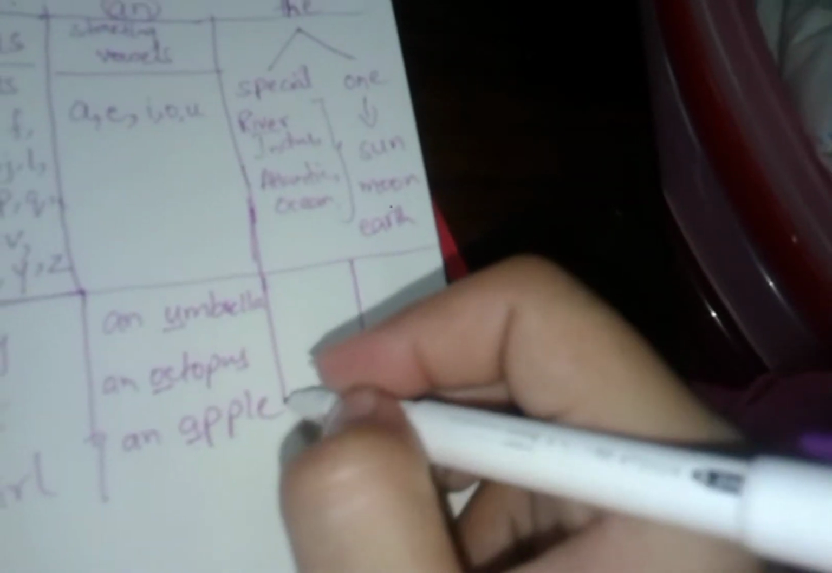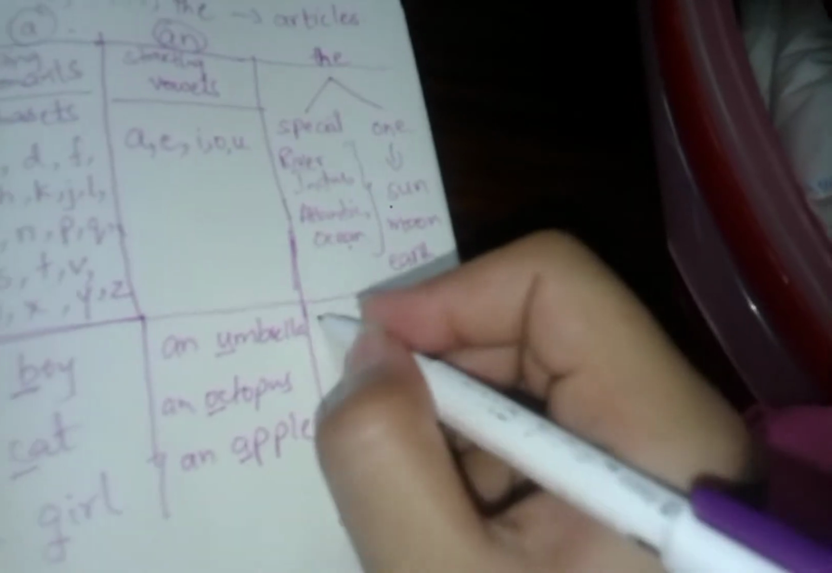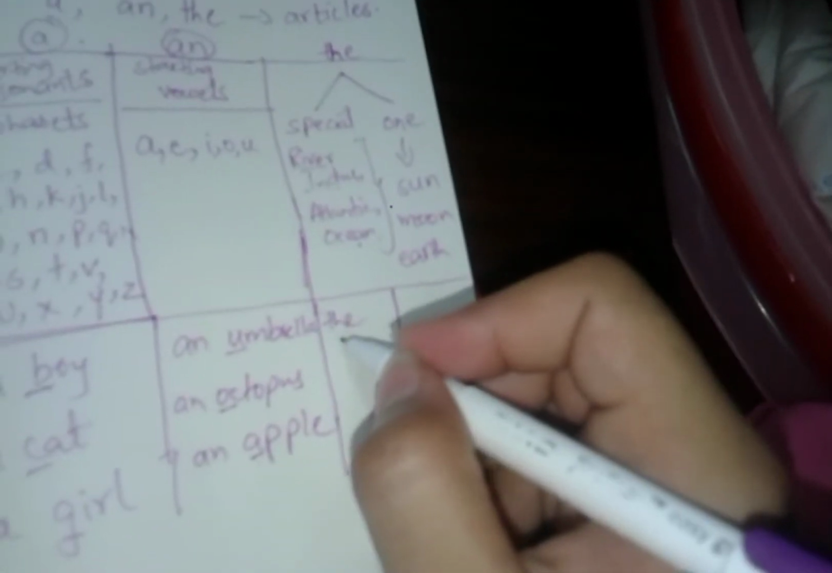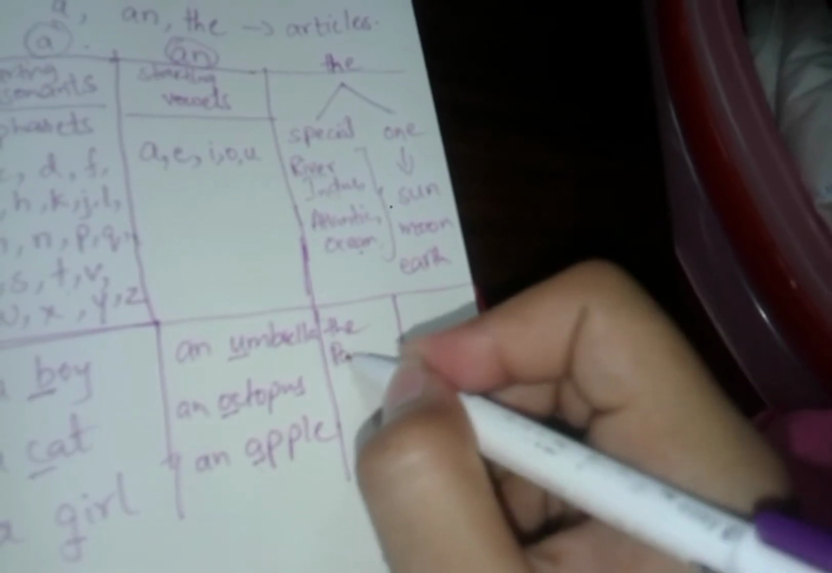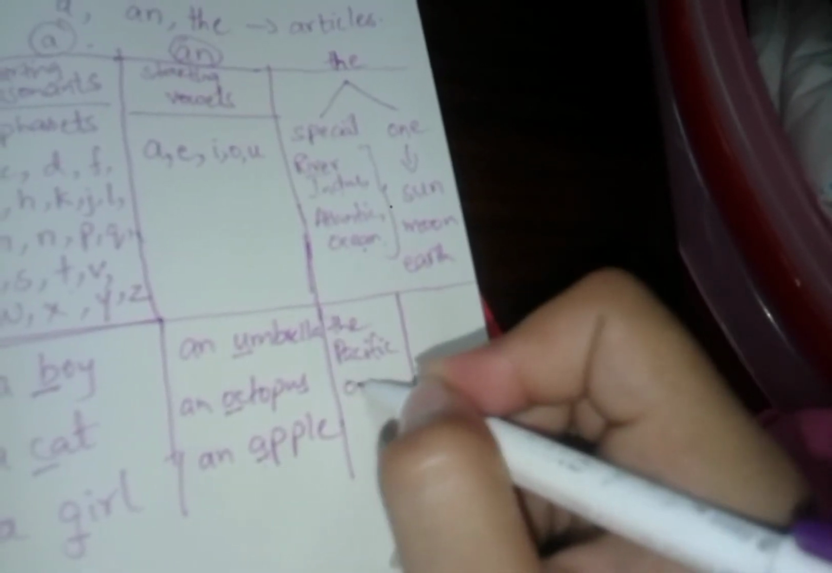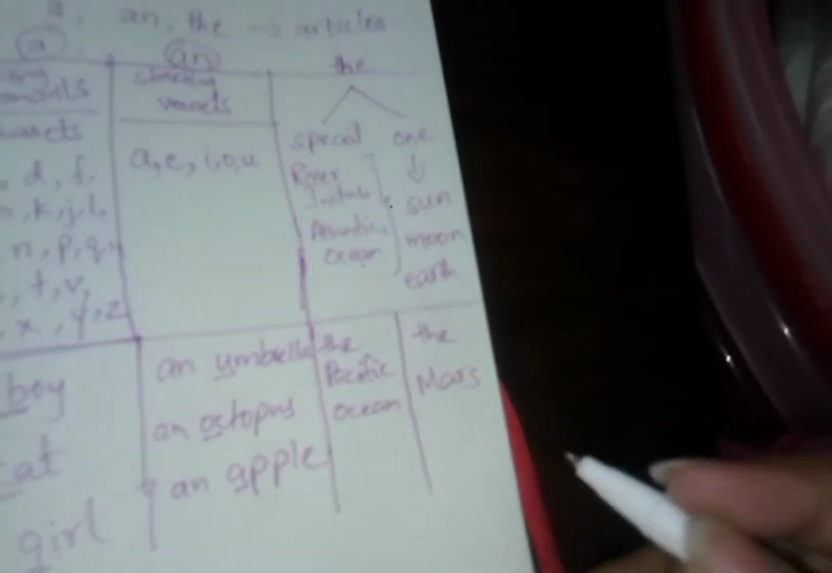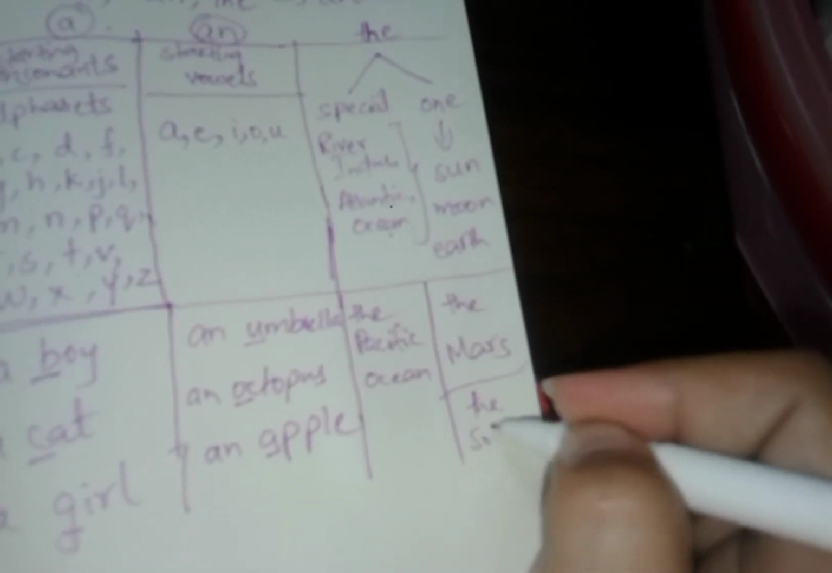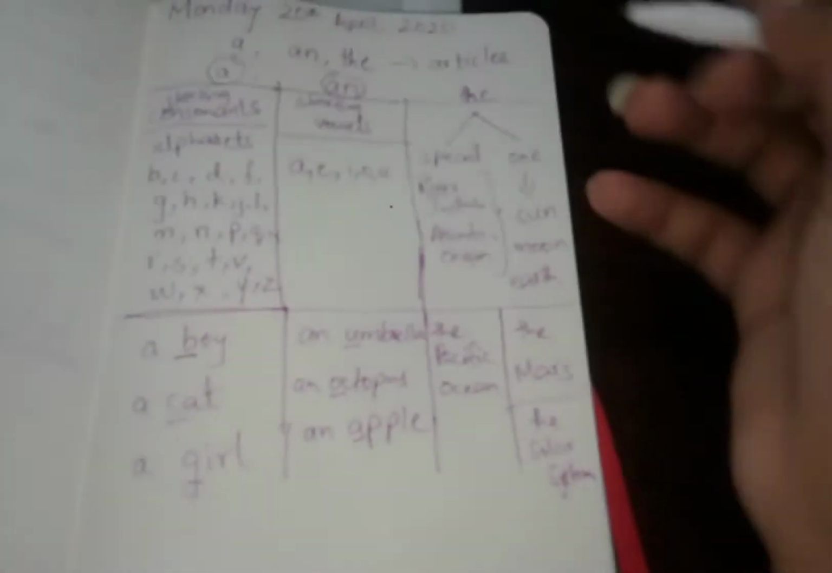Let's move on to the. Now the is of course used in 2 cases, like the river Indus, the Atlantic Ocean, the Pacific Ocean, or the Mars. There's only one Mars in this whole solar system. We can also say the solar system, right? So that's when the is used.